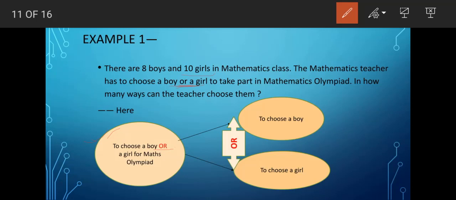If I make sections of this work, I shall get these two activities associated. To choose a boy, that is the first task, and the second one is to choose a girl. But both are not necessary to be completed. Only one out of these two is required. The person who is to be chosen to take part in the Olympiad can either be a boy or a girl. Both are applicable, but any one, not both. That is why this word or is used here.